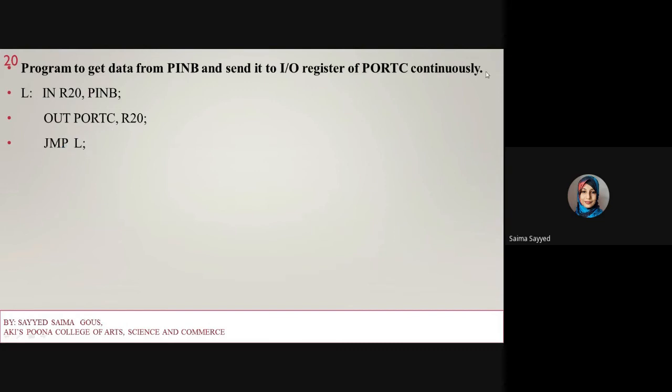And here the jump instruction is used with L. For a continuous process, we will use this jump instruction, and this L is the label. So this particular loop will be a forever loop, or we can say an infinite loop.